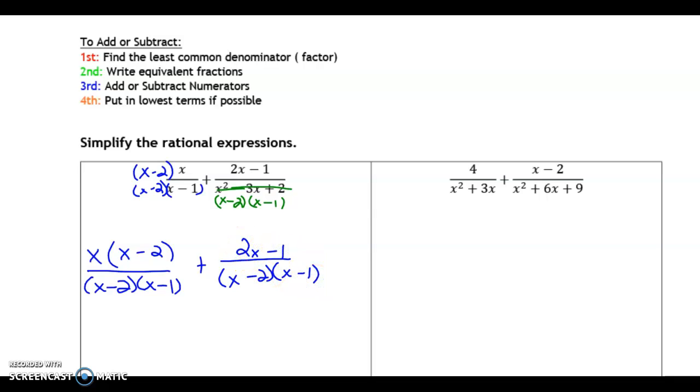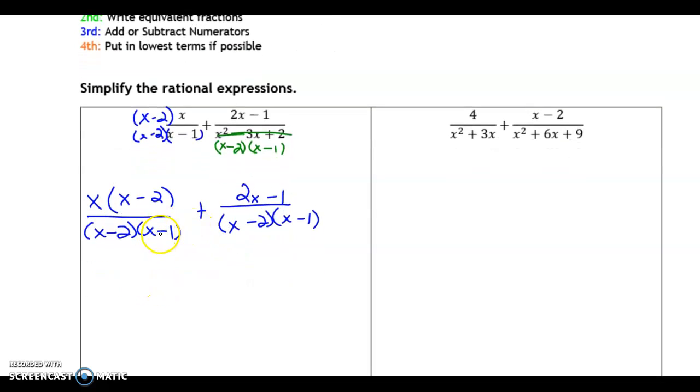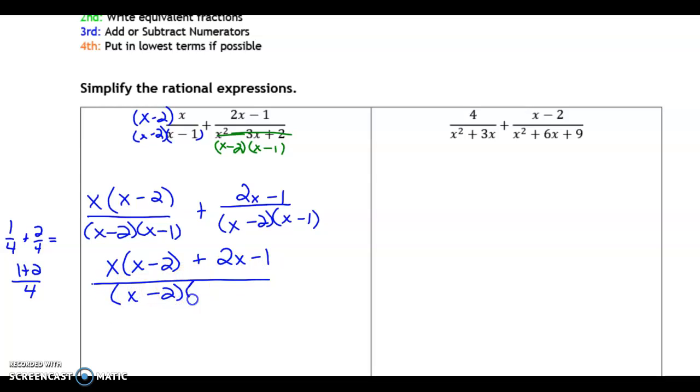Okay? So then remember that if you add 2 fractions and the denominator is the same, for example, like 1/4 plus 2/4, you can rewrite that as 1 plus 2 all over 4. So we can rewrite this one as x times x minus 2 plus 2x minus 1 all over x minus 2 times x minus 1, instead of writing it as 2 separate fractions. All right, let's simplify. So you can distribute that x through and add like terms. So we get x squared minus 2x plus 2x, and then minus 1 over x minus 2 times x minus 1.